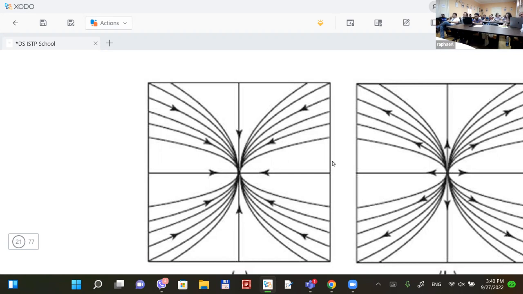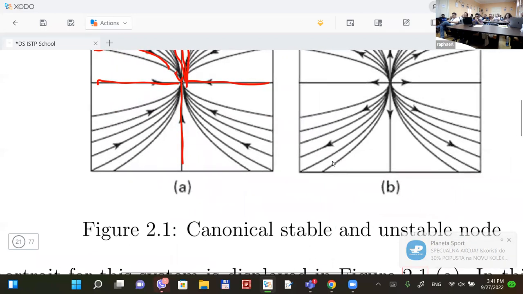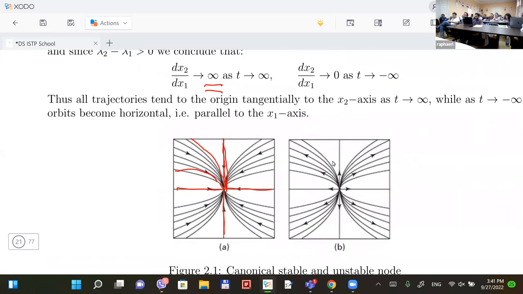How do the curves look? As t goes to infinity, the x2 axis is the tangent. So the trajectory is tangent to the x2 axis, while if we go backward, the trajectories become parallel to the x1 axis. So they are coming from parallel directions to the x1 axis. And of course, as I noticed, we have these straight line solutions on the axes. When we start on some axis, we stay on it and approach the origin also on this line.